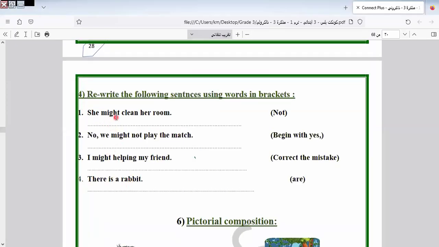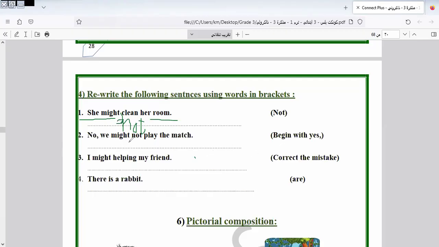Here we have she might clean her room. So what will the answer be here? Might not. So I write here not, might not, and I will continue. She might not clean her room. So here I put not after might. Okay, so I make it negative.